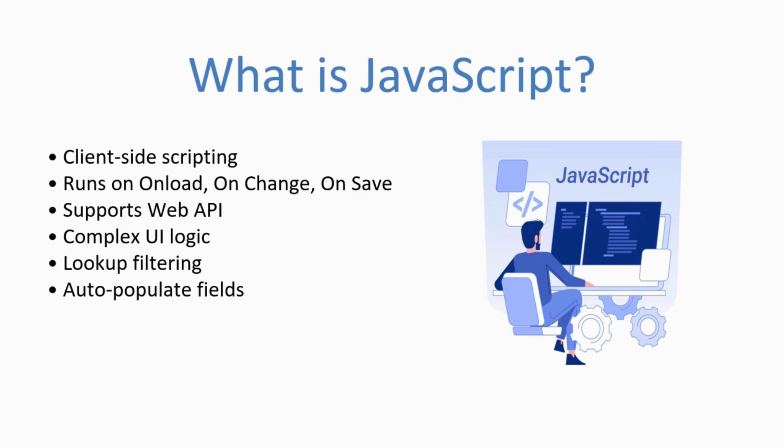Now let's talk about JavaScript. JavaScript is used to customize the behavior of the forms in Dynamics 365. Unlike business rules, JavaScript requires coding and provides much more flexibility. It can execute on events like onLoad, onChange, and onSave. JavaScript allows us to retrieve data from other tables, perform calculations, filter lookup fields, and call the Dynamics 365 Web API. So whenever the requirement involves complex logic or interaction with other records, JavaScript becomes the preferred choice.